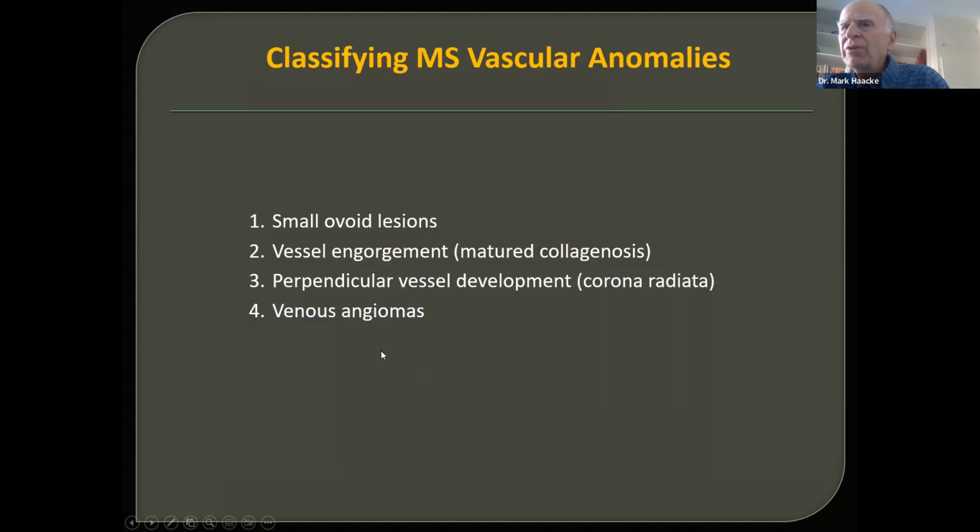So what can we see with this new method? We can see these small ovoid lesions that I'm going to show you. We can see vessel engorgement. We can see the developmental presentation of perpendicular vessels instead of the normal horizontal vessels, and then these venous angiomas.